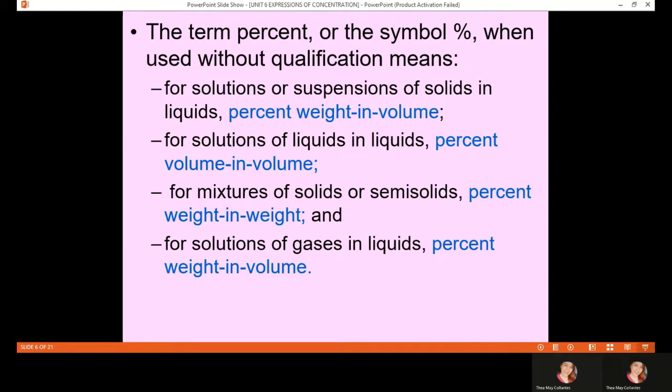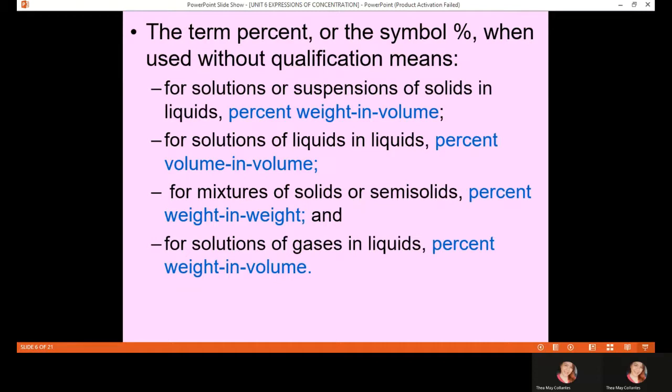We can also use percent weight in weight, for solids or semi-solids. With this one, we have what we call different bases, such as petrolatum jelly. We also have organogels and sorbitols. These are bases that are semi-solids, and those semi-solids can be melted at certain temperatures. That's the time that you are going to incorporate certain solids in them. Whenever the temperature is cooled down, like jelly, that's the time that you will have a hard mixture.